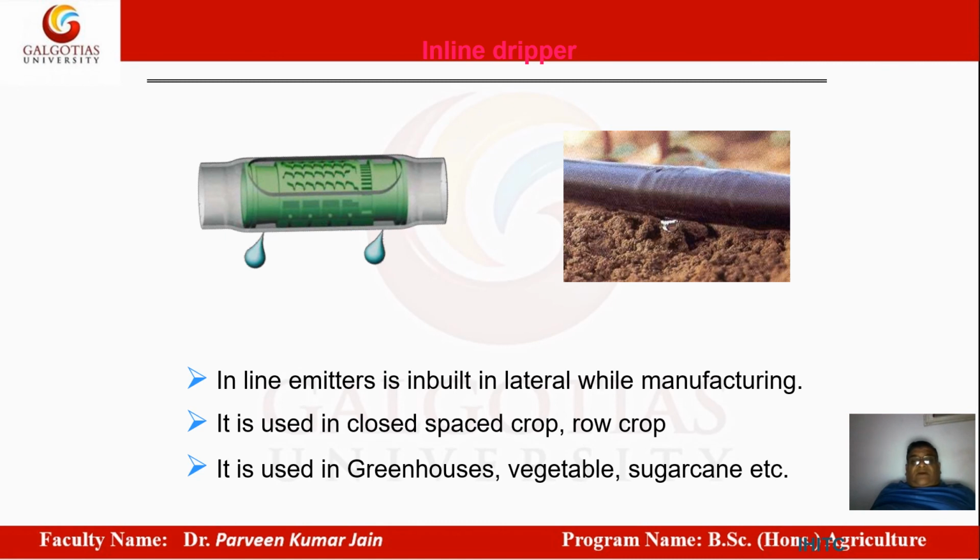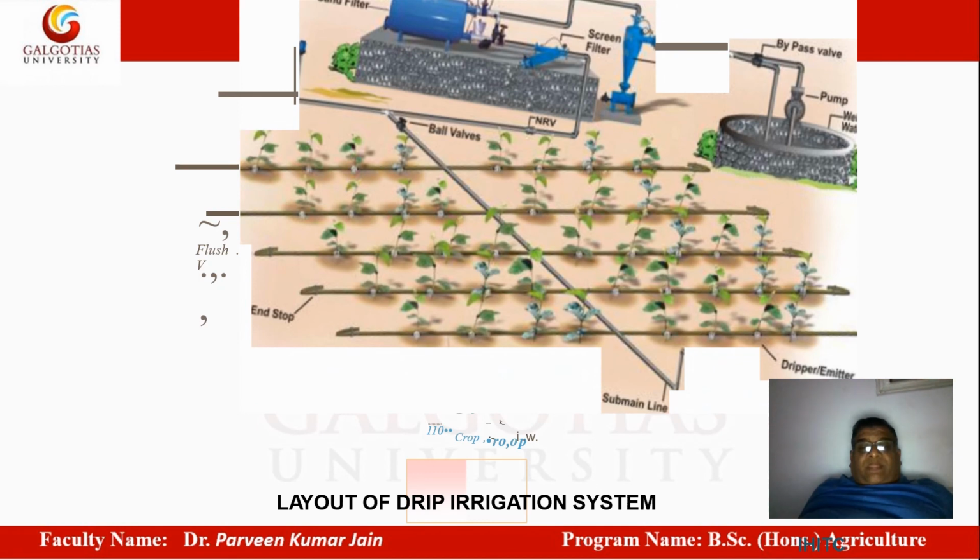These are all the inline drippers in which the dripper is fitted inside. So this was about the filters and about the main lines and the drip lines. This is one of the important components of drip irrigation. So thank you, students.